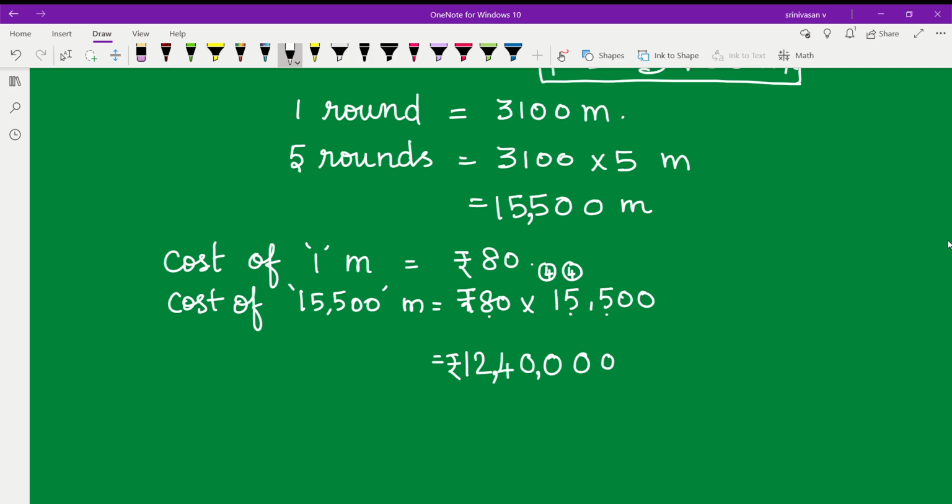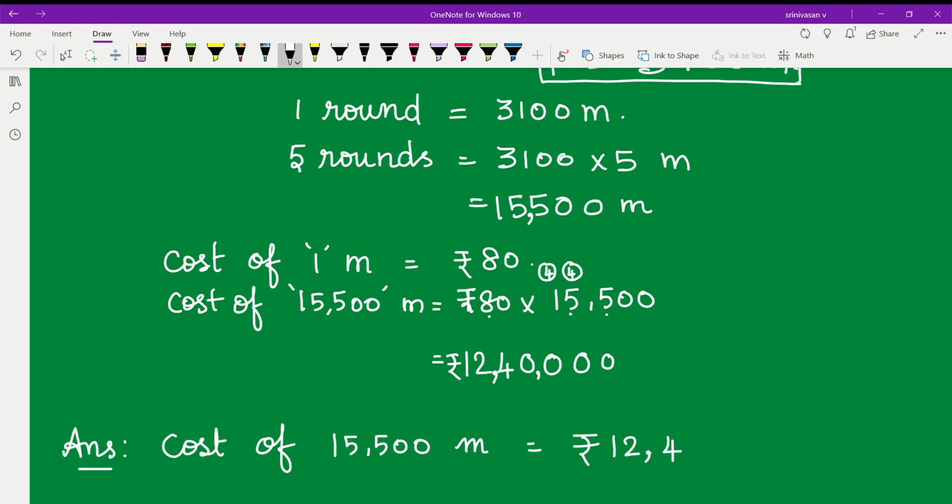Now let us write the answer. Cost of 15,500 meter equals rupees 12 lakh 40,000. Is this clear, children? Let us move to the next sum.